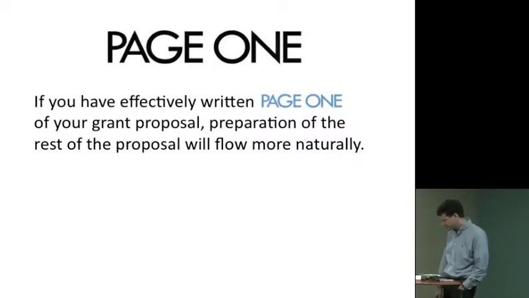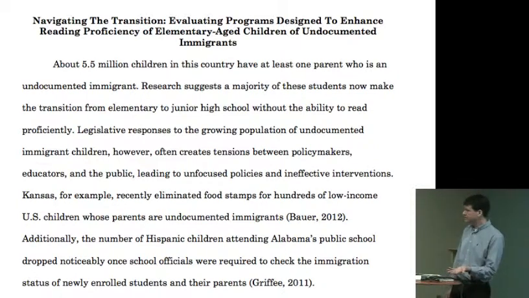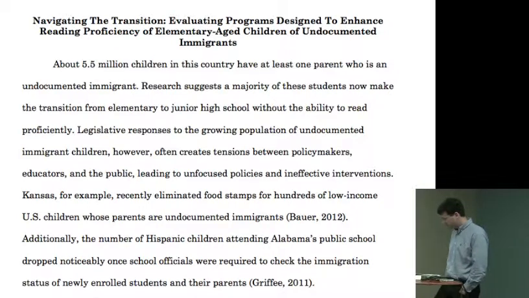Like I said, if you've effectively written page 1, you'll be ready for the rest. The title is Navigating the Transition: Evaluating Programs Designed to Enhance Reading Proficiency of Elementary-Age Children of Undocumented Immigrants. Seems like an urgent issue. Seems interesting. Lots of potential. Pretty good idea here. First sentence: About 5.5 million children in this country have at least one parent who's an undocumented immigrant. By the way, these are true statements based on data out there.